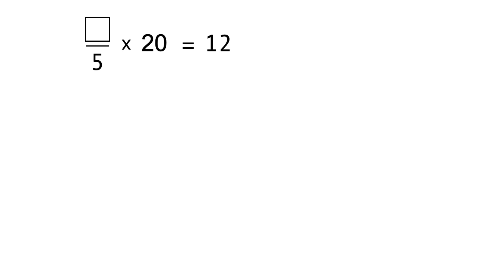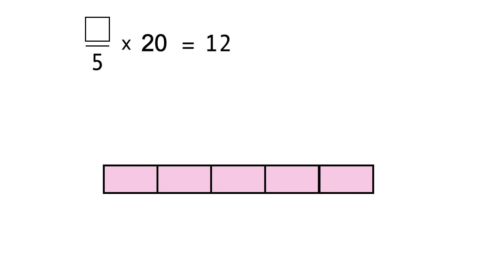Right, now we've changed it again. So now we've got a missing numerator. We've got some number of fifths times 20 is equal to 12. So again, with the bar, we know that we're working in fifths because we've been given the denominator. And we know that the whole bar is worth 20. Some number of fifths times 20. So we know the whole bar is 20. And we know that a portion of it, some number of fifths, is going to equal 12.